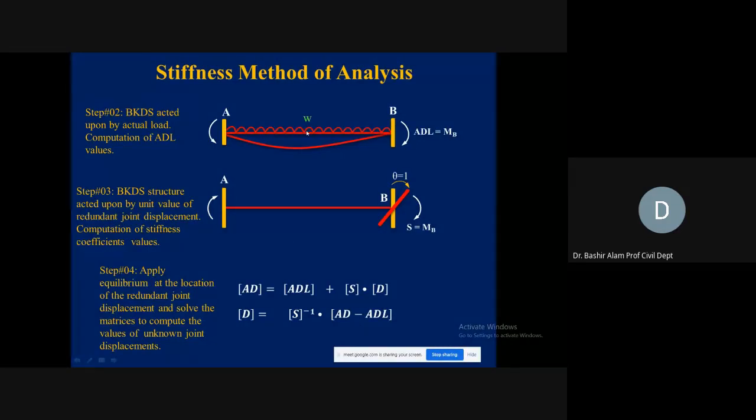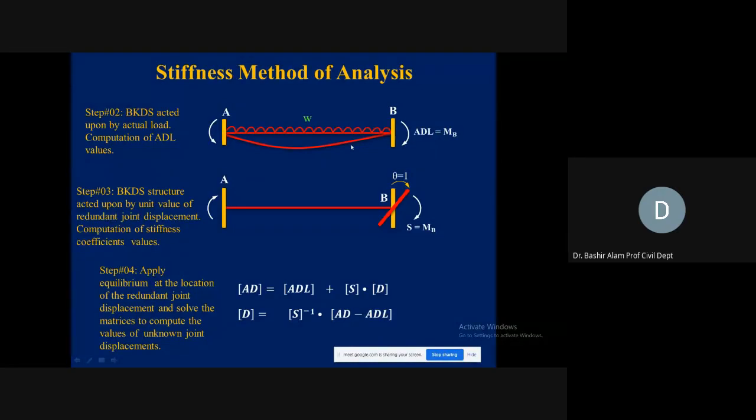Now, step 2, we expose this basic kinematic determinate structure to the actual load, which was W. This is going to be the deflected shape of this structure. No rotation here, no rotation here. So we will be having some moment here because of this fixity of the support. Originally, it was not there. So whatever action is produced here, this fixed end action, that will make our ADL matrix.